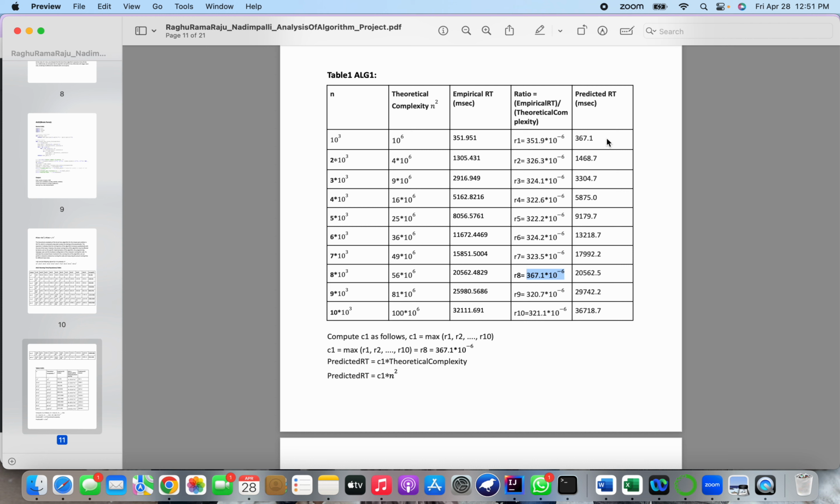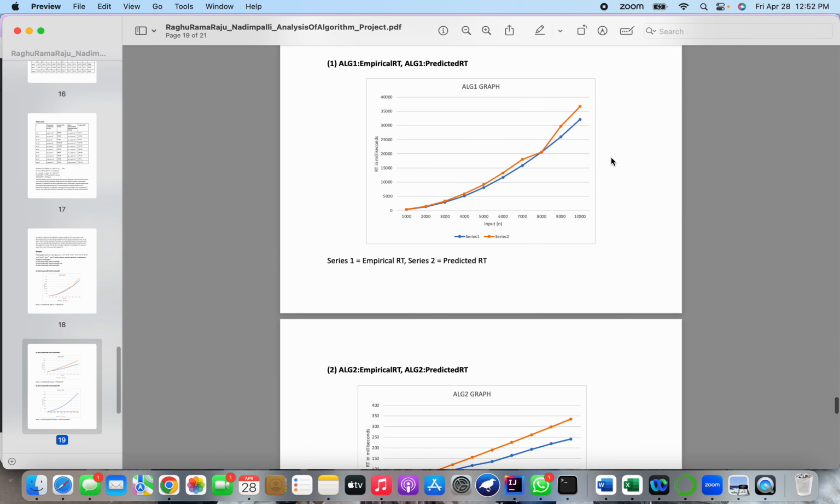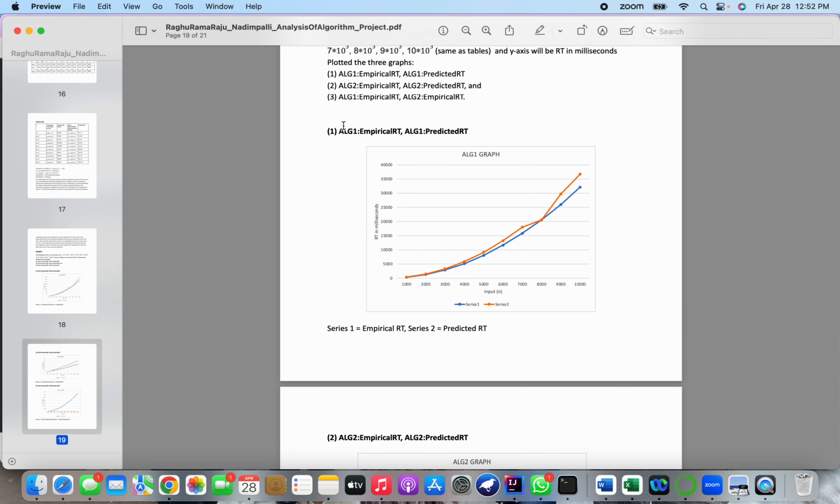So this into this is 367. Oh, sorry, not empirical RT, the theoretical complexity n square. This is my mistake, sorry. 367.1 into 10 power minus 6 into 10 power 6 is 367.1. In the same way, we multiply the maximum ratio with n square. This is how I got the predicted RT. Using these two, empirical RT and predicted RT, I've plotted a graph, which I've shown at the bottom. So this is my graph between algorithm 1 empirical RT and algorithm 1 predicted RT.